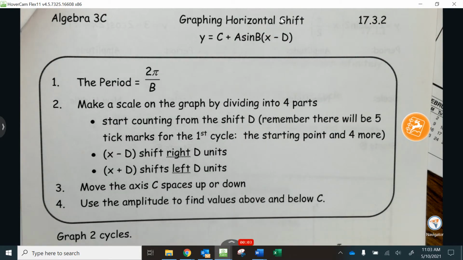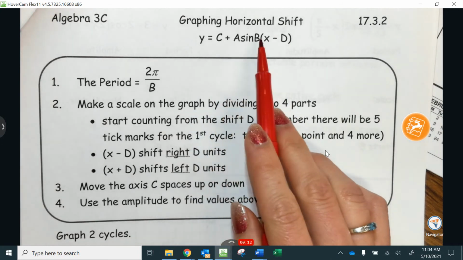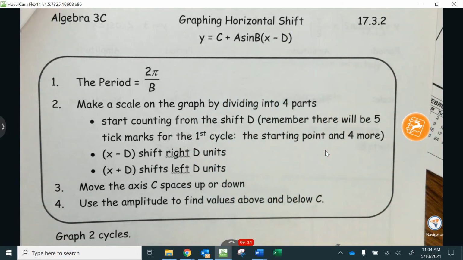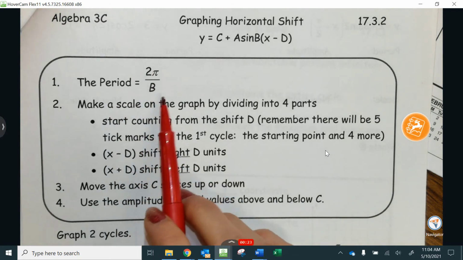Alright, so we are going to talk about graphing horizontal shift. That is the D. We have been working with A, B, and C. Yesterday was just setting up the graphs for D, so now we're actually going to graph. So our period doesn't change. It's still 2 pi over B.